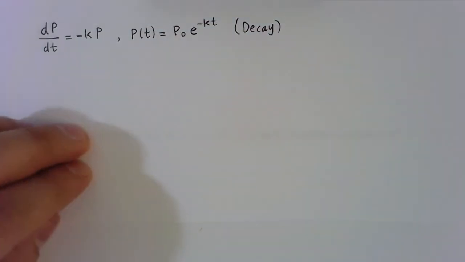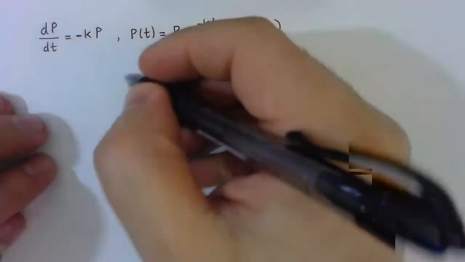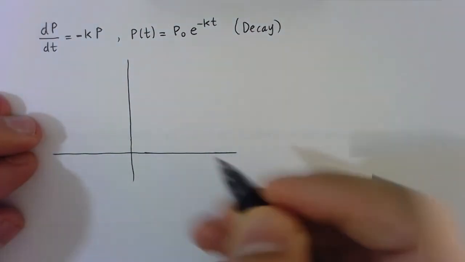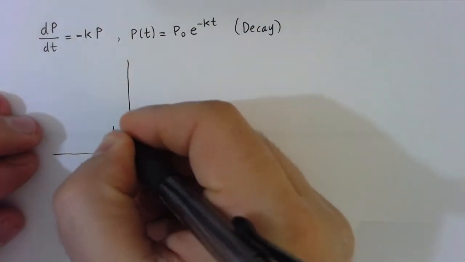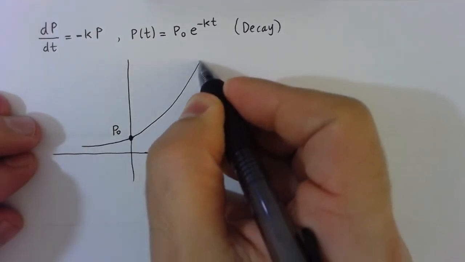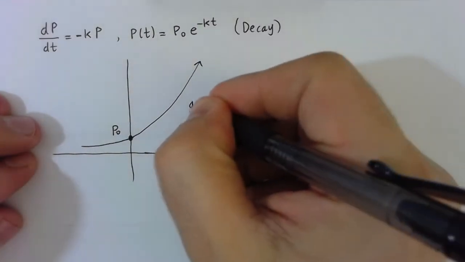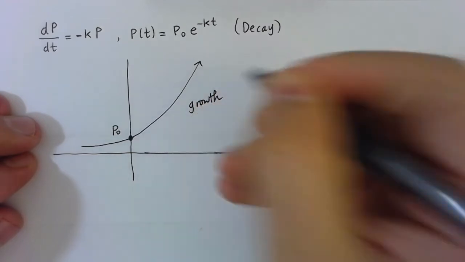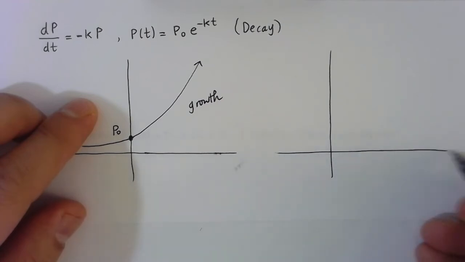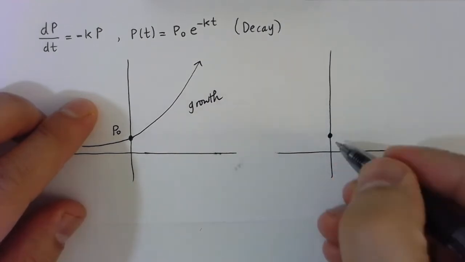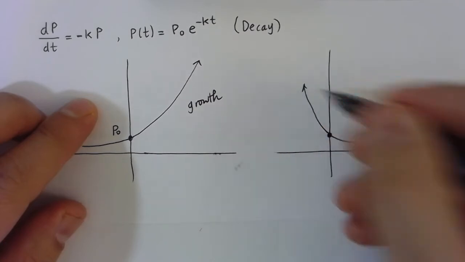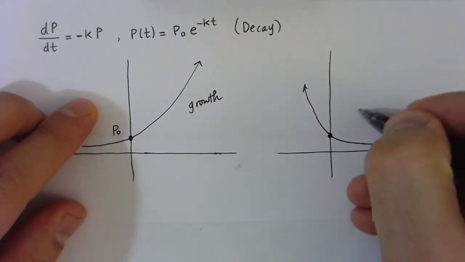The difference between the growth and the decay is that if you look at the exponential growth function, you have the initial value, let's say P0, and the function is increasing. This is when you have the growth. For the decay though, you have the initial value, but this time the function is simply going down. It's decreasing. This is when you have the decay.